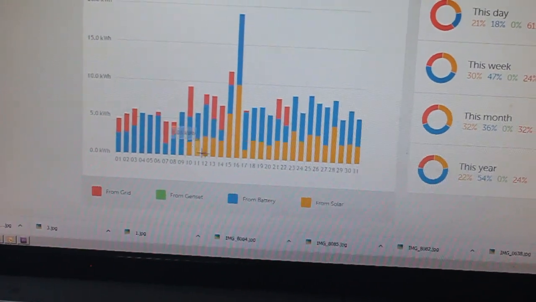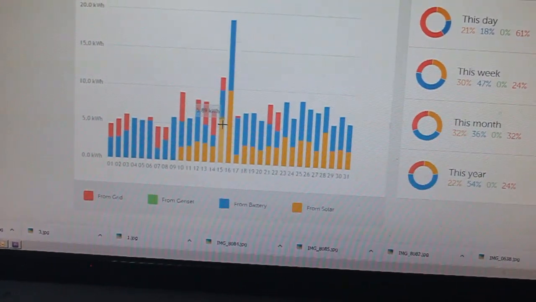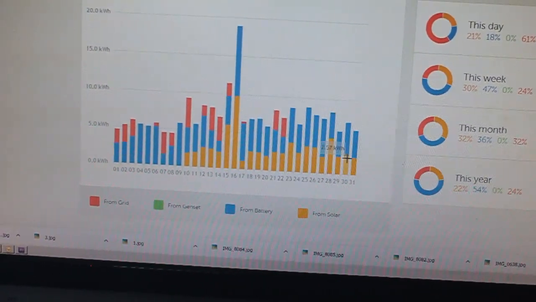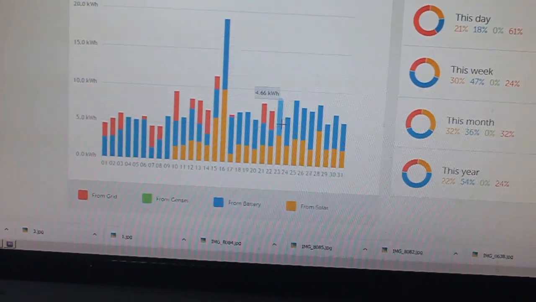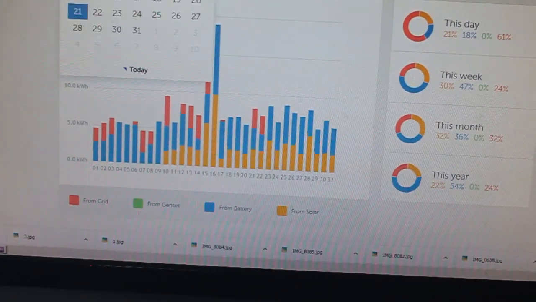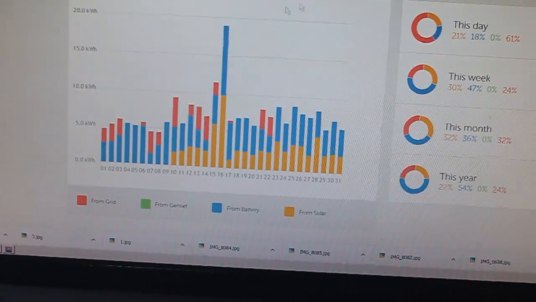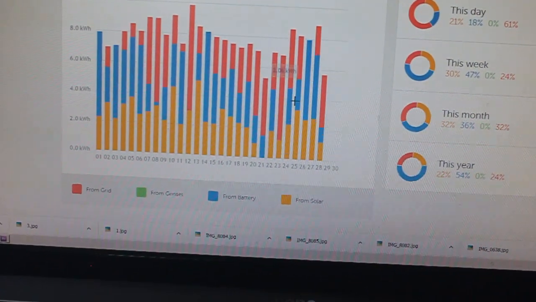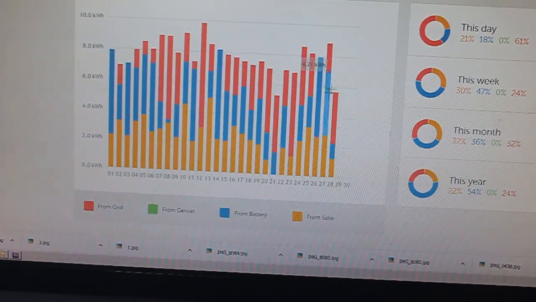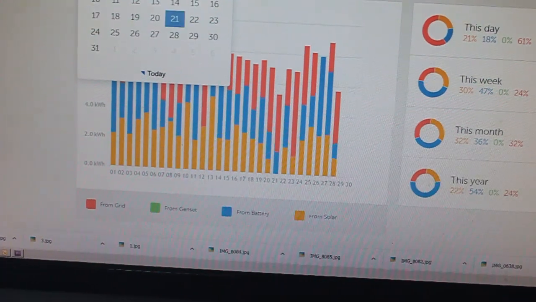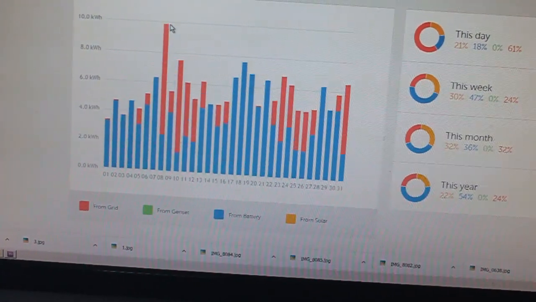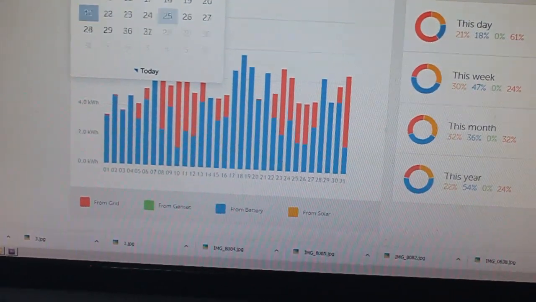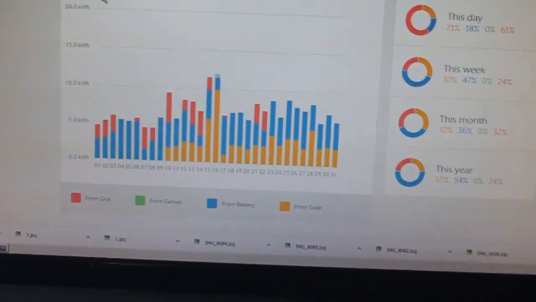So as you can see, sunny days look like this. Less sunny days look like this. So as you can see, in August, let's see September. Whoa, September is not as sunny as August. So you can see much more red. And July. July, don't look for it, because I had a problem with the Fronius not being online.